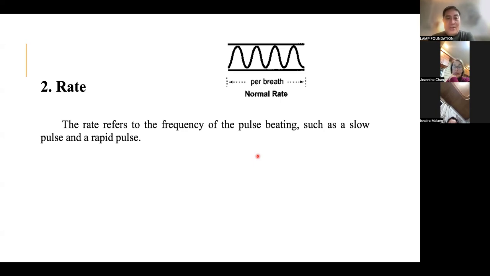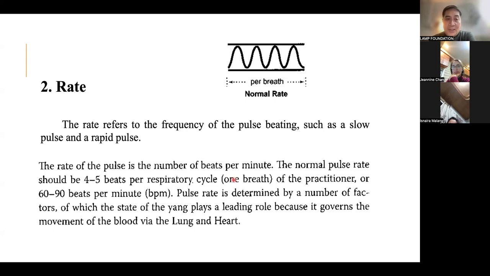So the 4 to 5 beats per respiratory cycle is obsolete, because sometimes your breathing may be harsh or fast, so it's not reliable. So normal is 60 to 90 beats per minute. The pulse rate is determined by a number of factors, of which the state of the yang plays a leading role. Why? Because this governs the movement of the blood via the lung and heart.